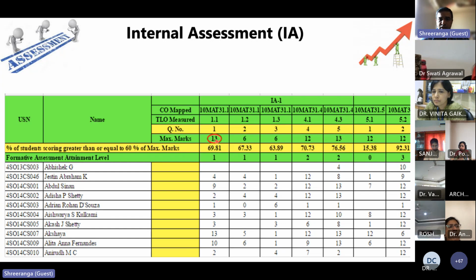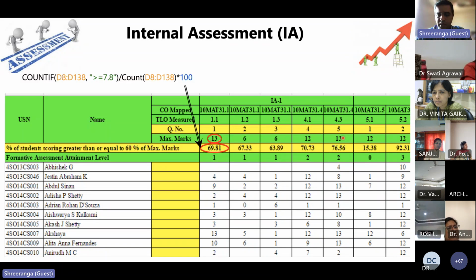What matters a lot here is, in the first internal question paper, the first question has been posed for 13 marks. The second question was posed for 6 marks. Third one for 6 marks, fourth one for 12 marks, and fifth one for 13 marks. So this is the structure of the question paper and respective marks. Now our attainment level comes into the picture. Now I will write what is attainment level.